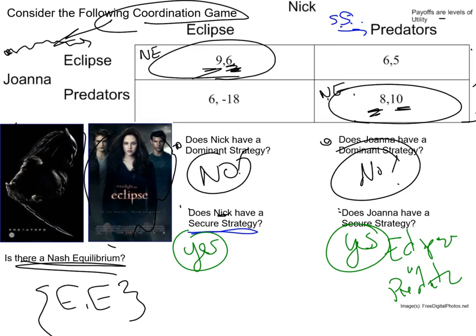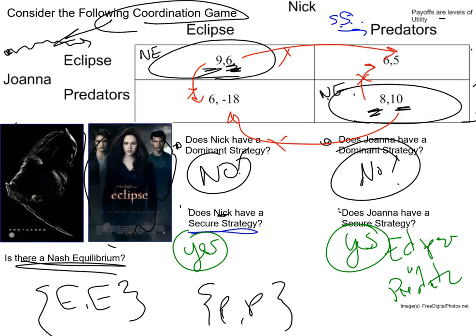And again, to verify that, just ask yourself, does anybody want to unilaterally change their decision, right? Would Joanna want to unilaterally change her decision? Nope, she'd be worse off. Would Nick want to unilaterally change his decision? Nope, he'd be worse off. That's a Nash equilibrium. How about the other one, right? So we've got predator. Predator is also a Nash equilibrium. It also had both of them underlined. Does anybody want to unilaterally change their decision, right? So Joanna, nope, she doesn't want to change her decision. And Nick, my goodness, certainly doesn't want to change his decision.